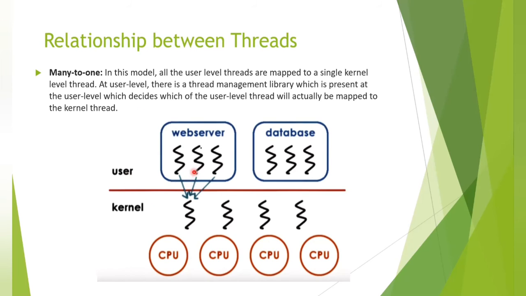So here we see these are the user level threads and these are the kernel level threads. Multiple user level threads are mapped to a single kernel level thread. So this is the many-to-one relationship.